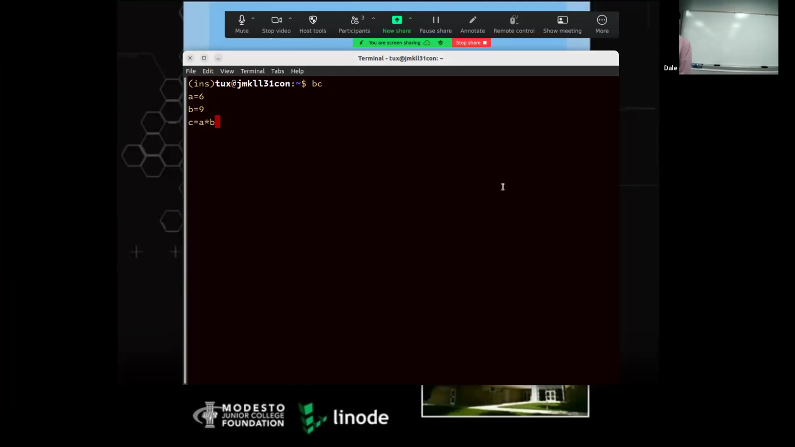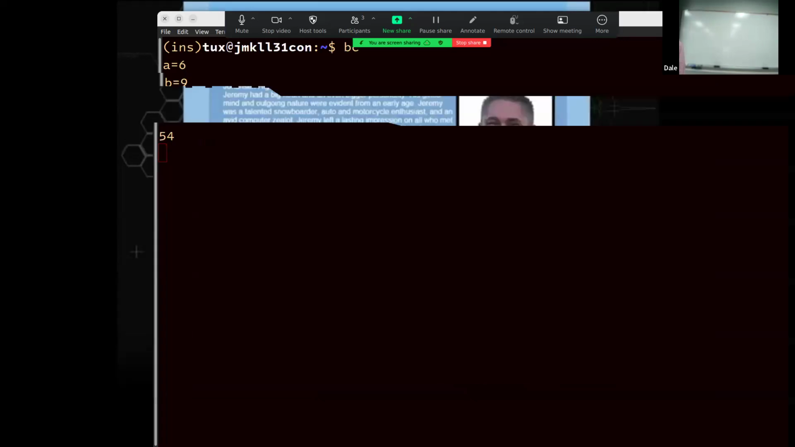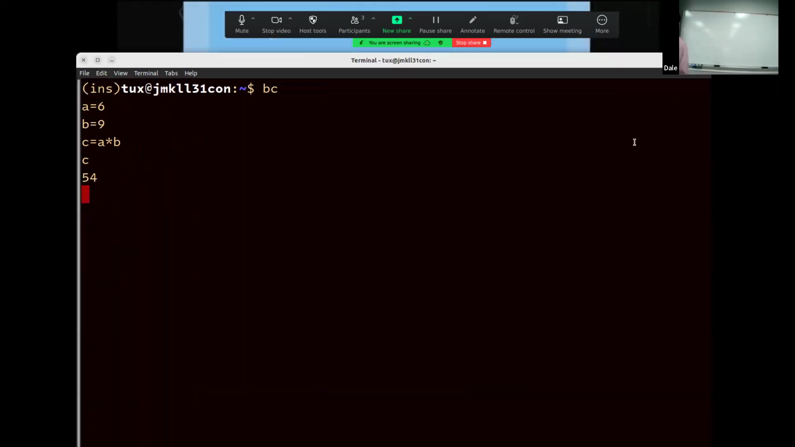A times B, and then you type in C and it gives you the answer. Very simple, straightforward calculator. This particular calculator supports lots of precision and very advanced math. There are tools that are more modern and not quite so cryptic to use.